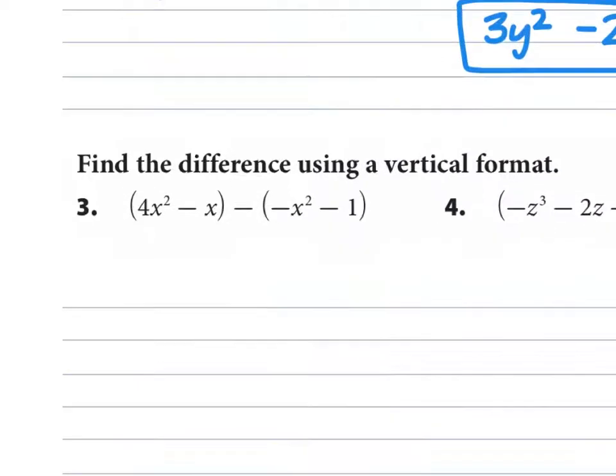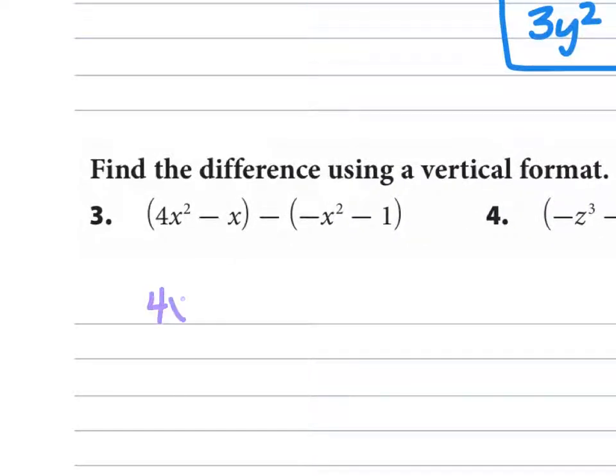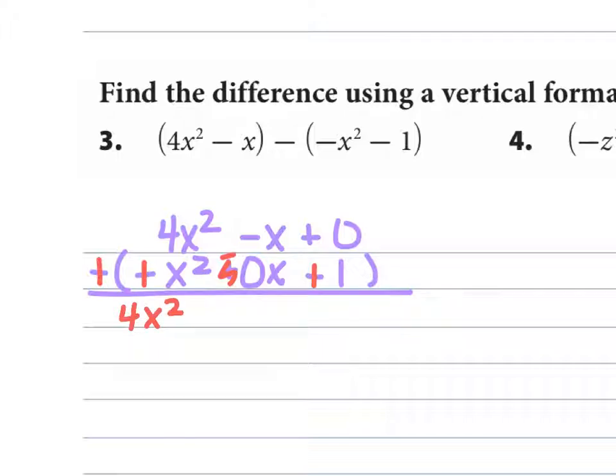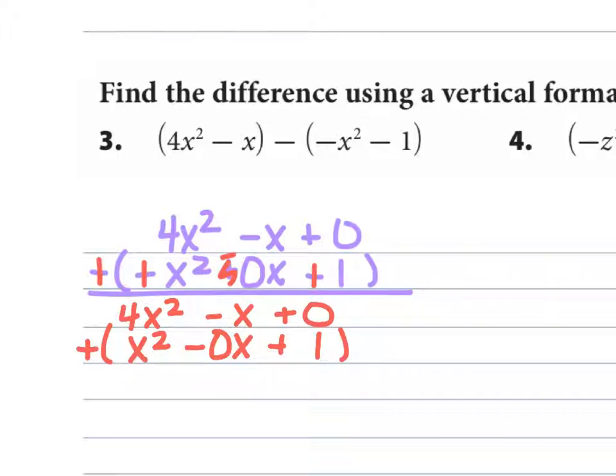If we look at example 3, we have 4x squared minus x minus a negative x squared minus 1. So that minus 1 we're actually going to move over to where it's underneath its like term, which we don't have, so we can put that plus 0 on top. So we're going to change the sign on each of these terms. This is going to give us a 4x squared minus x plus 0 plus x squared minus 0x plus 1.